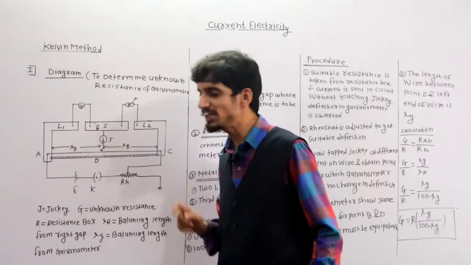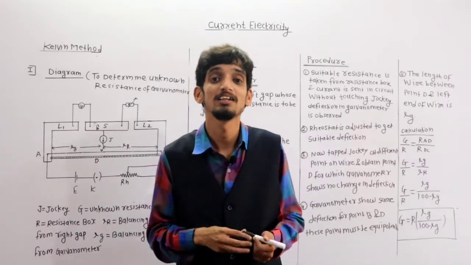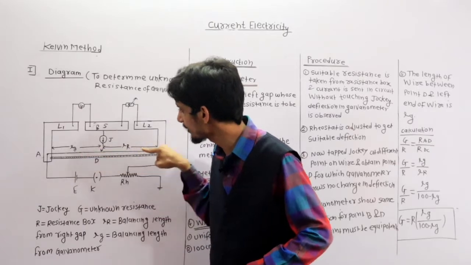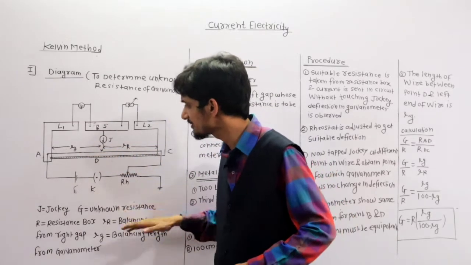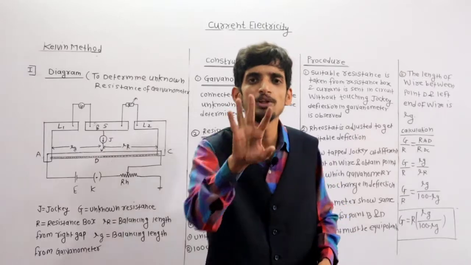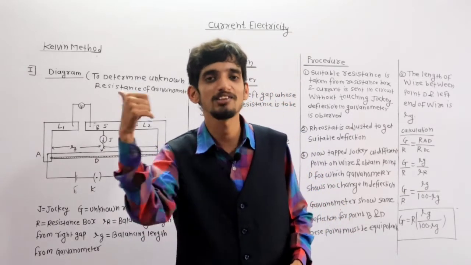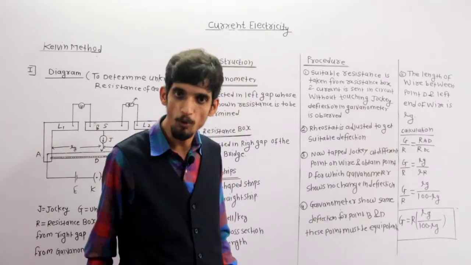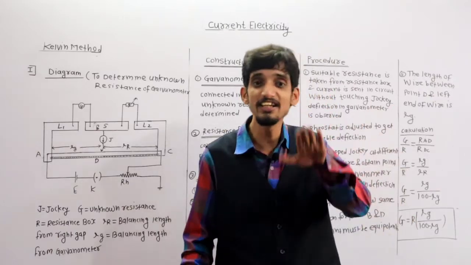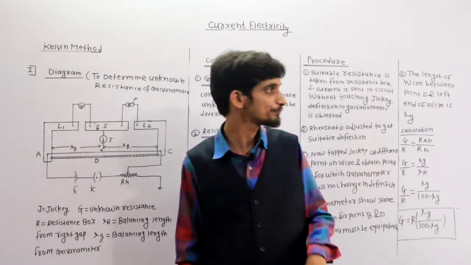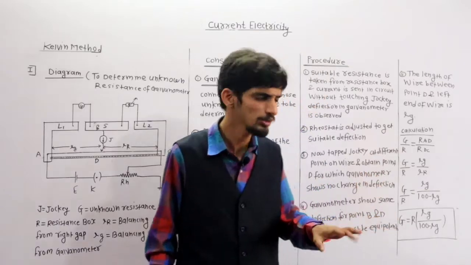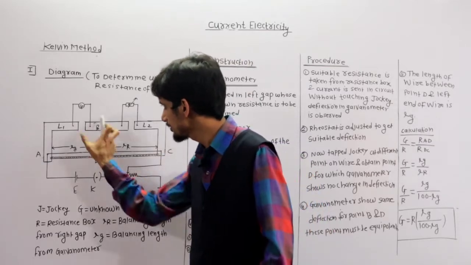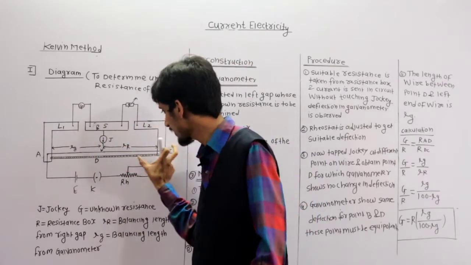So point B and point D are at equipotential because they show the same deflection. Initially you placed the jockey at different points and noted down the deflection. Now touch the jockey at different points and search for the point D at which the galvanometer shows the same deflection as the previous one. That's why points B and D are called equipotential points, and the length of the wire between D and A is Lg. From the calculation point of view, G by R is equal to RAD by RDC.